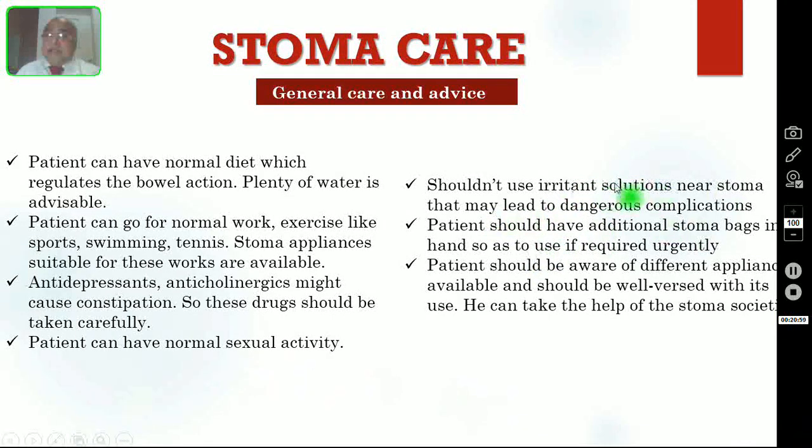Shouldn't use any irritant solution near the stoma that may lead to dangerous complication. Patient should have additional stoma bags in hand so they can use it if there is an urgent need. Patient should be aware of different appliances available and should be well versed with its use. He can take the help of the stoma society or a stoma nurse.